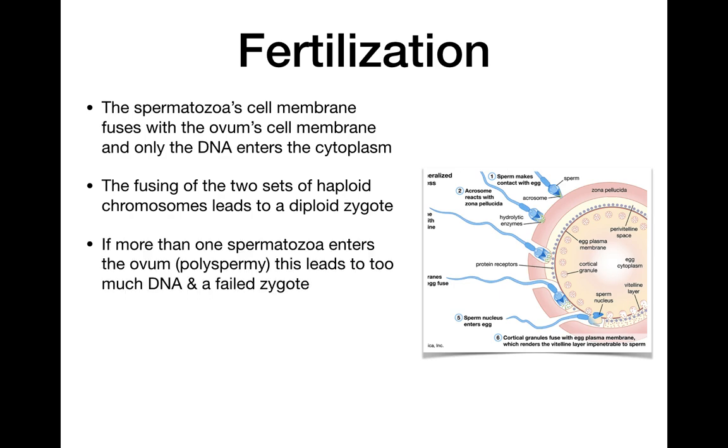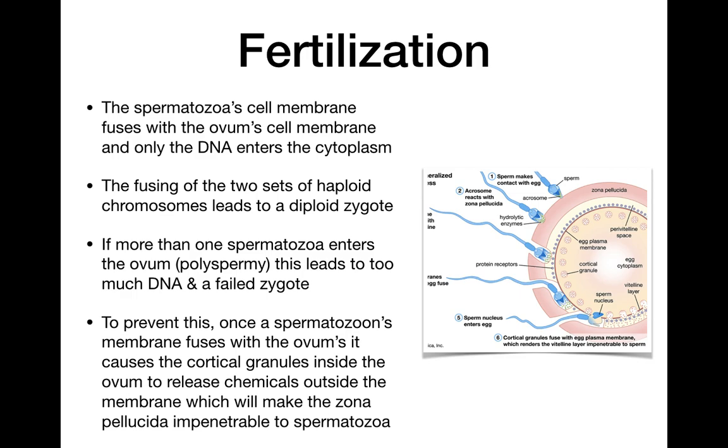If we get more than one sperm trying to enter the ovum, it's what's called polyspermy, so poly, of course, meaning multiple. This leads to too much DNA, and the zygote will actually fail. This is not how we want it to happen.